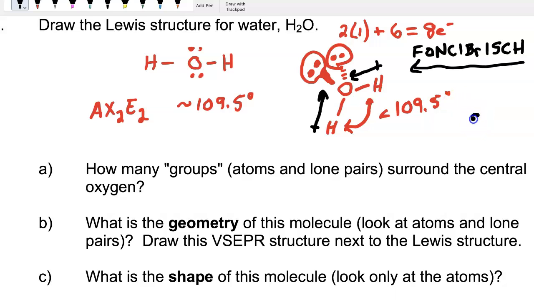Another way to show this is with the little squiggly delta sign. So the oxygen gets a delta minus, higher electronegativity, and each hydrogen gets a delta plus. And if you're wondering how I knew, besides Funkelbrich, that oxygen had a higher electronegativity, I have that chart. Oxygen is 3.5 on my chart, and hydrogen is 2.1.